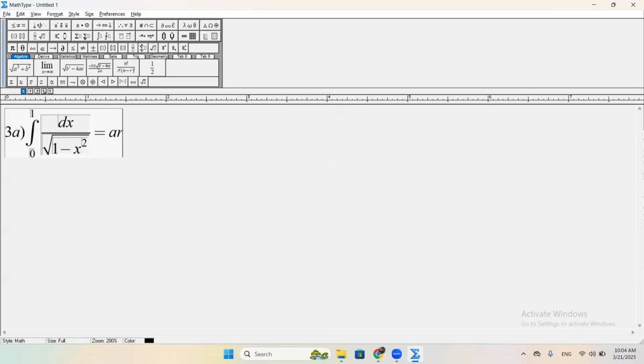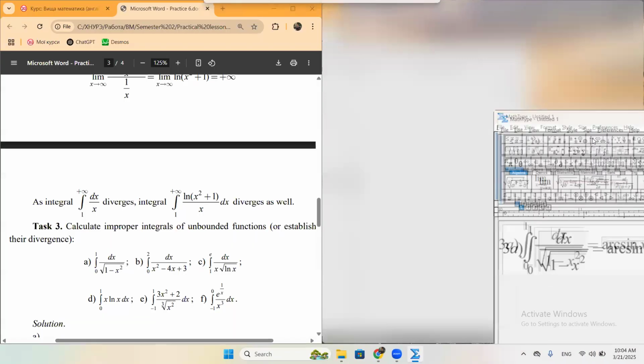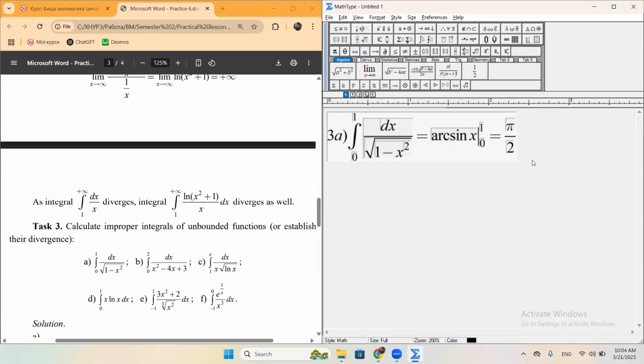This is a table integral. It is arcsine of x with the substitutions from 0 to 1. So arcsine of 1 is pi over 2, and arcsine of 0 is 0. So the final answer is pi over 2. So this integral converges. Any questions about this exercise? If no questions, let's move next.